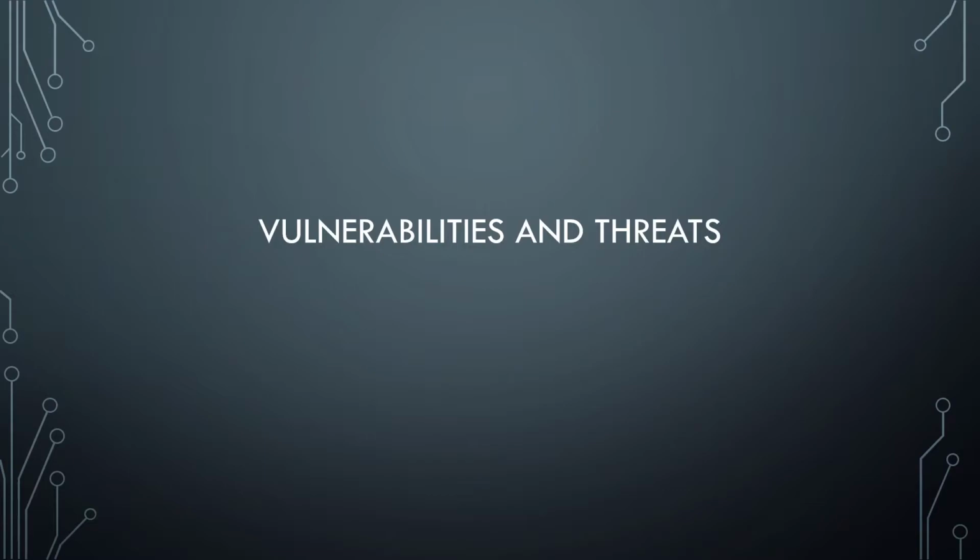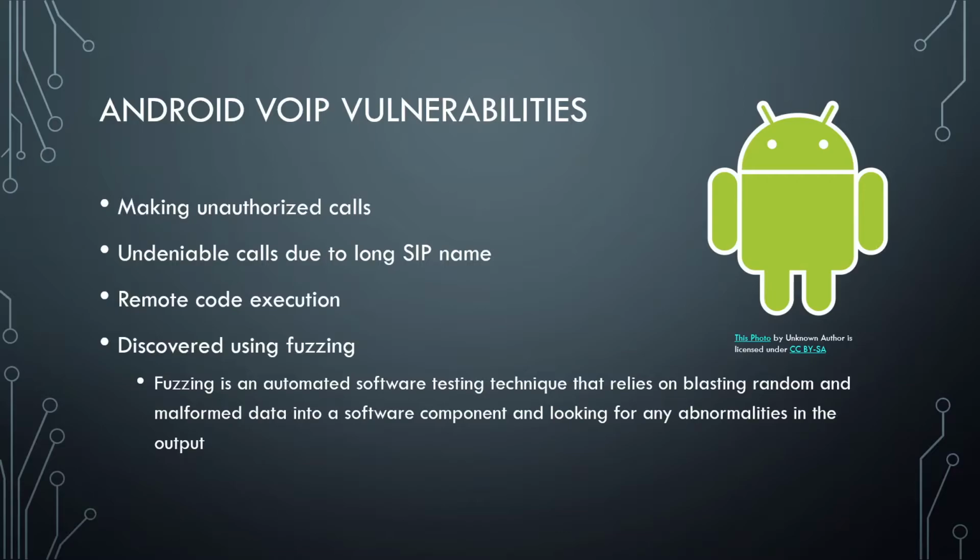So now I'm going to talk about some of the different vulnerabilities and threats. First, we're going to start out with Android VoIP vulnerabilities, and there's 3 I'm going to talk about, which are making unauthorized calls, undeniable calls due to long SIP name, and remote code execution. These were all discovered using a technique called fuzzing. Fuzzing is an automated software testing technique that relies on blasting random and malformed data into a software component and looking for any abnormalities in the output and basically seeing how it reacts.